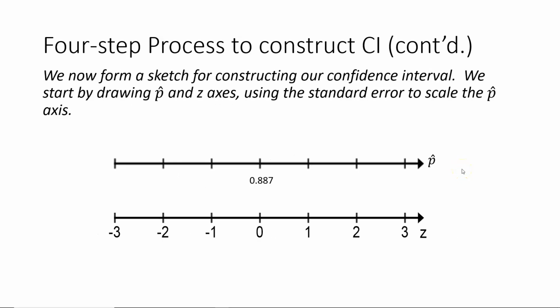All right, so now we start to form our sketch. Notice that I have drawn two axes, a p-hat axis and a z-axis, with the tick marks up above one another. And in the center of the p-hat axis, I have put our sample proportion value of 887 thousandths. I'm now going to scale the p-hat axis above the 887 thousandths value by adding the standard error value of 10 thousandths, going up 3 standard errors, and then I subtract 10 thousandths to go below the p-hat value of 887 thousandths until I'm 3 standard errors below that value.